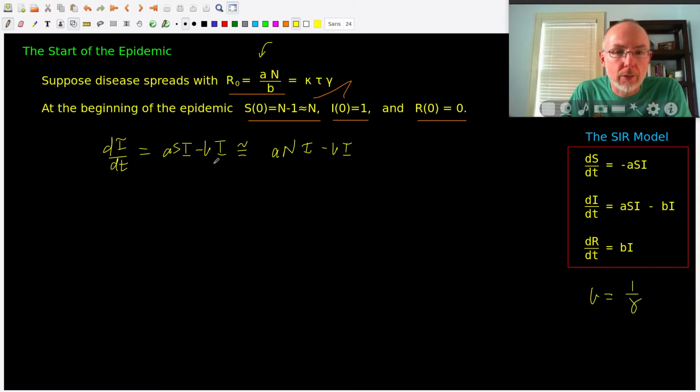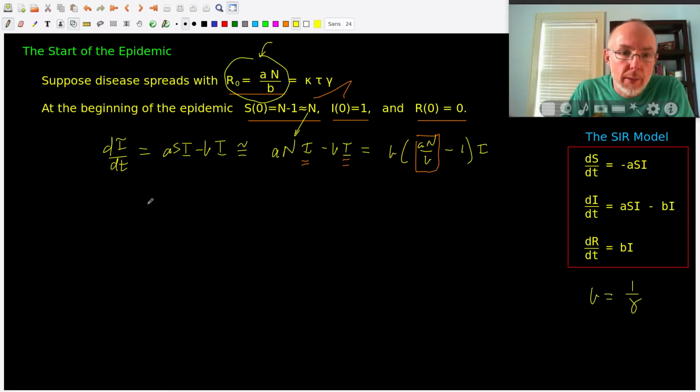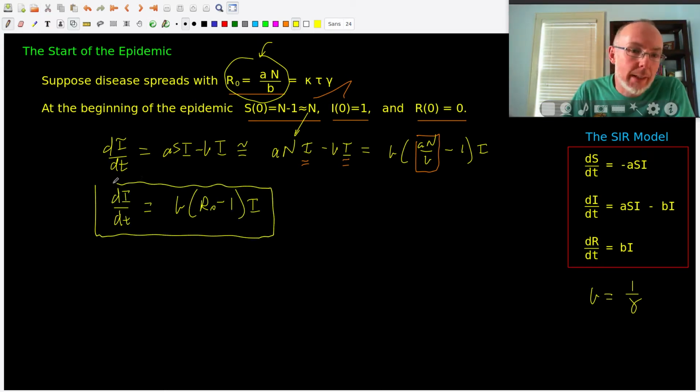So the rate of change of I is given approximately by this expression. A times N, the number of susceptibles, I'm just plugging that in, minus bI. And so this is a separable equation because I can factor some things out. I factored the I out, there's an I in each of these terms, but I've also factored the b out. And what that's left me with is this term, aN over b. And aN over b is our R naught. And so I've rewritten this differential equation in this simplified form at the beginning of the epidemic.